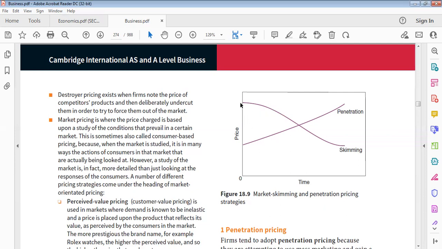And as a result, Nintendo cannot charge the high price anymore, because now there are other companies with gaming consoles. So what he needs to do, he needs to reduce the price. As the time goes by, and as there is more competition, the price has to be reduced. Otherwise, you can't survive, right? But this is called skimming.